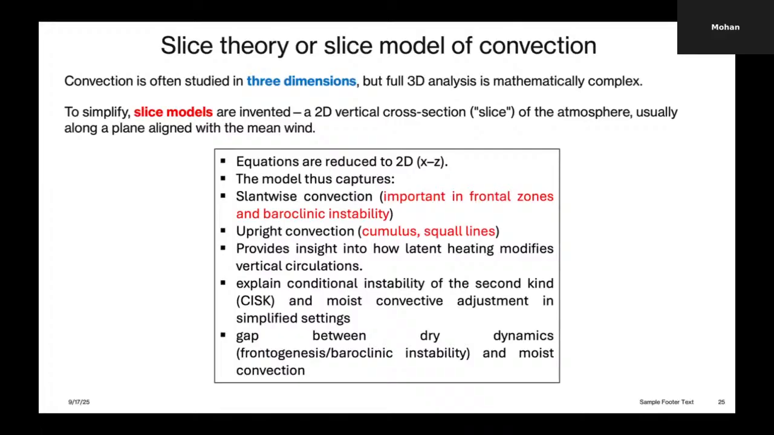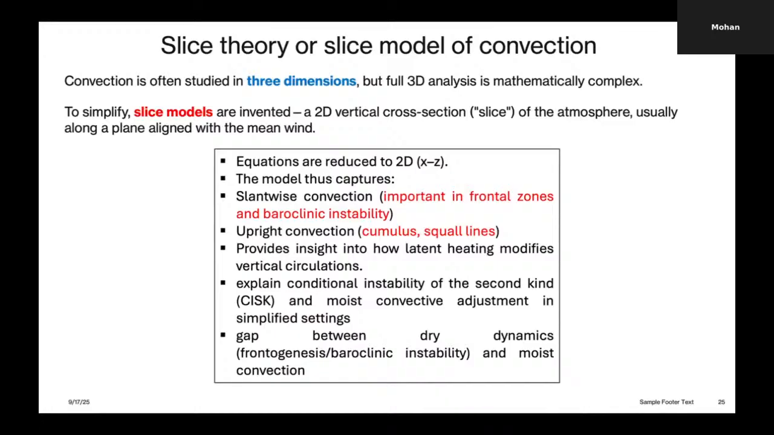The slice method is also useful in some scenarios, to identify conditional instability of the second kind, squall lines, and to study frontogenesis and baroclinic instability. This slice method is useful because it doesn't consider a column; it is a slice extended in a plane. It considers slabs or some kind of blocks. When you consider the entire block, it can move all together at once, or one side of the block moves faster than the other side.